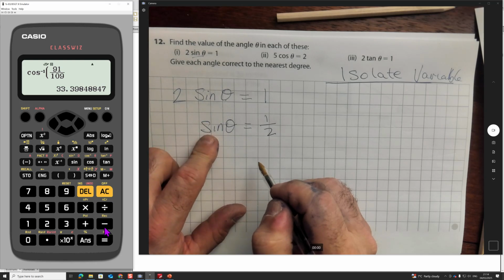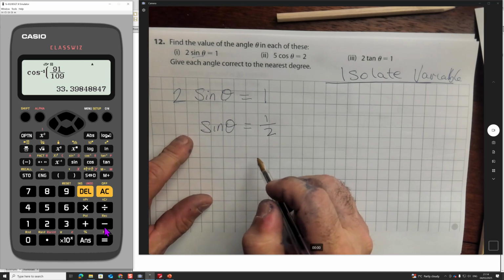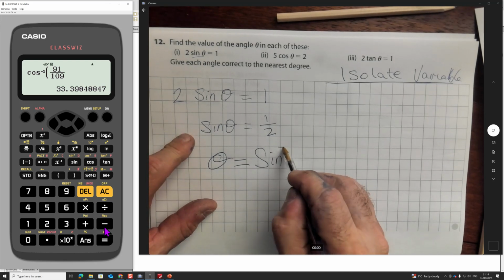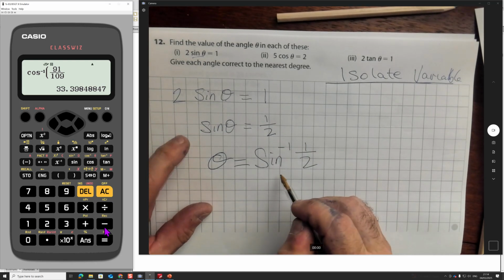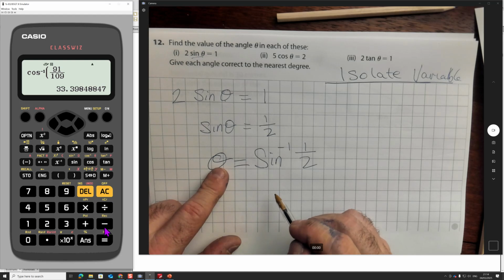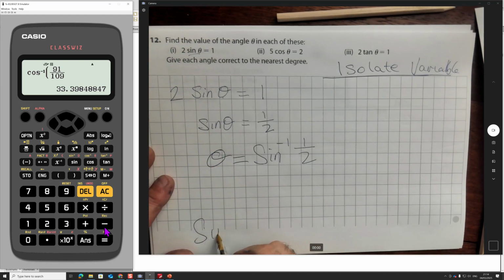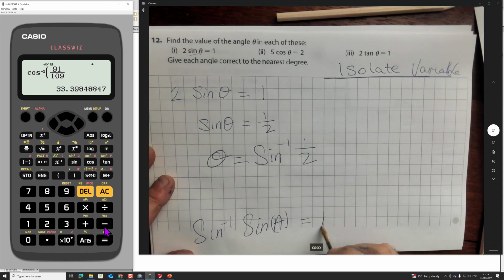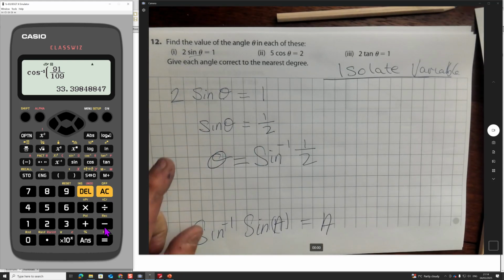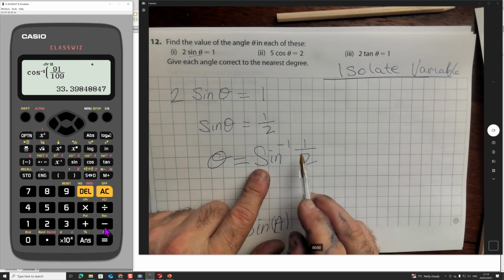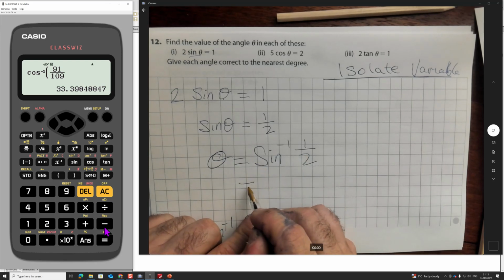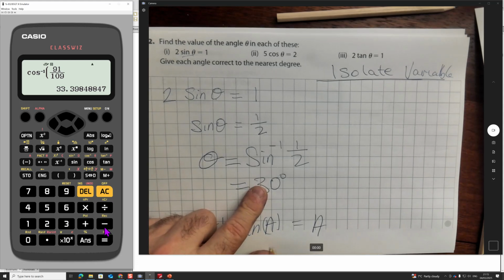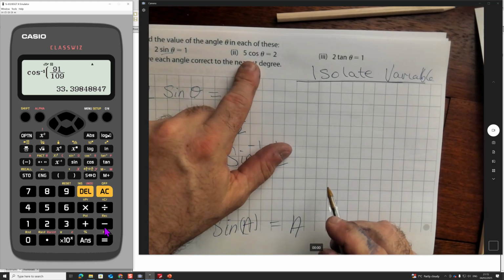Okay, and now we isolate the variable further by inversing the sine function, or applying an inverse sine to both sides. It has been applied here, that's why it's gone away, because inverse sine of anything is the anything, so that's why the theta is there. And the inverse sine of a half is a special one where we don't have to go to the calculator. You can, but it'll be 30 degrees.